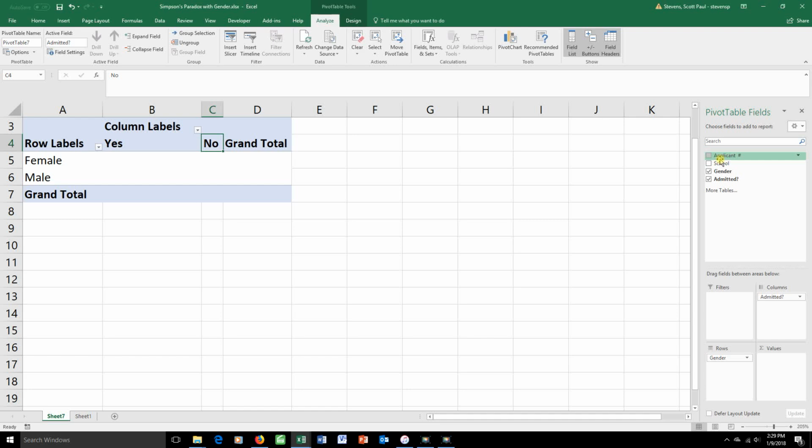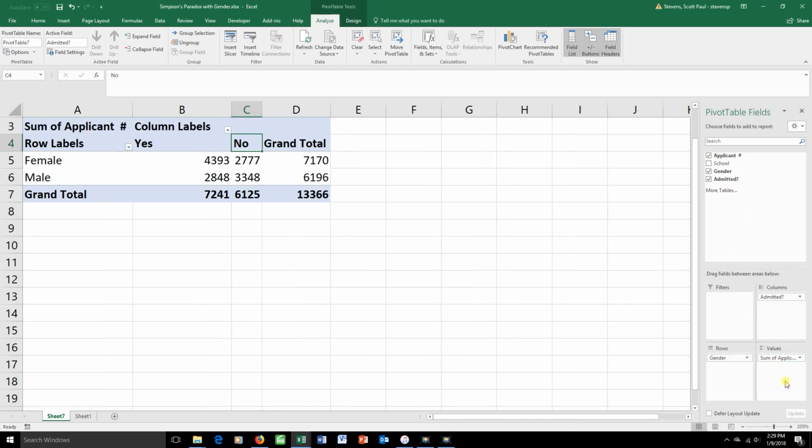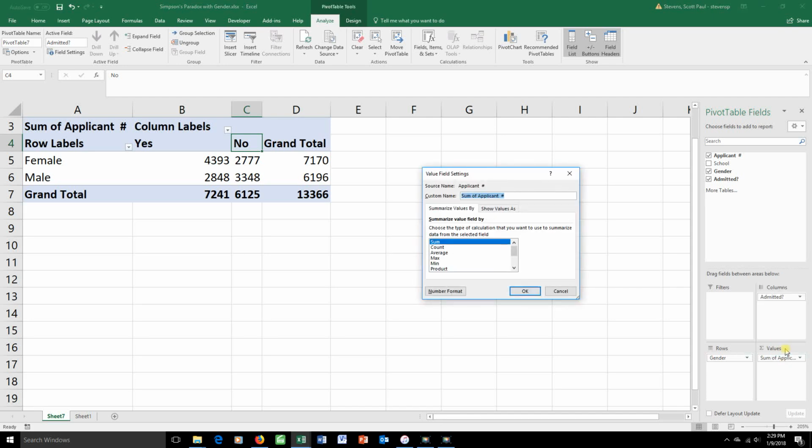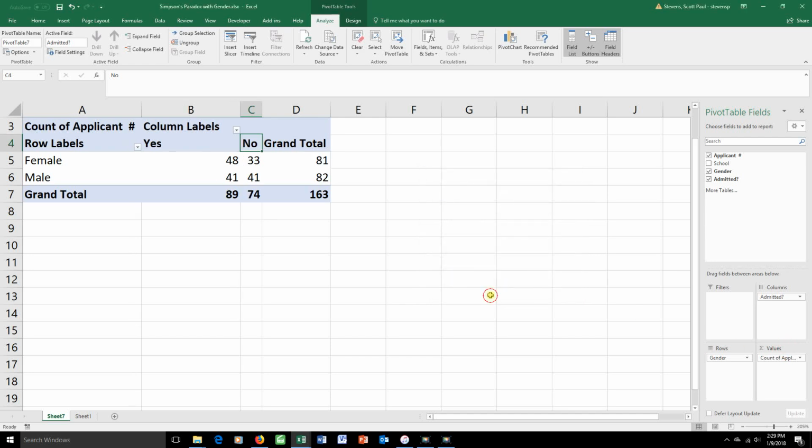It turns out in this table that they all have values for everything, so I'll just pick applicant number, although any of the other ones would have been fine too. It currently says sum of applicants, that is, it's adding up the numbers of everybody. I don't want that, I just want to know how many people fall in a category. So I've left-clicked, chosen value field settings, and then I'm going to choose count from the list, as I did before in an earlier video.